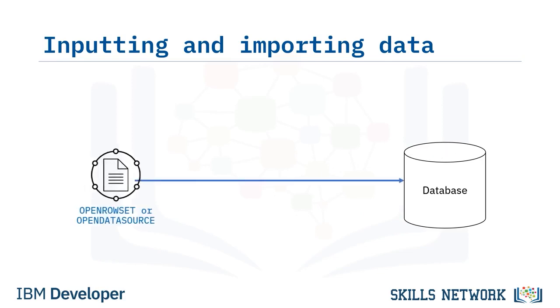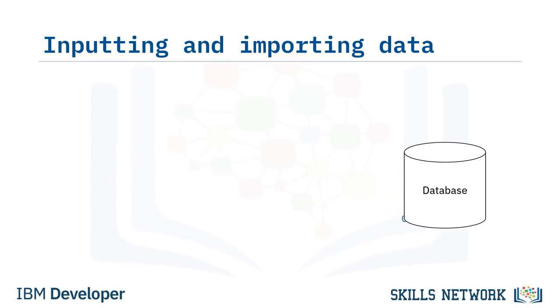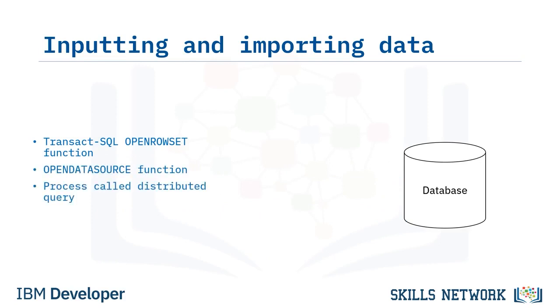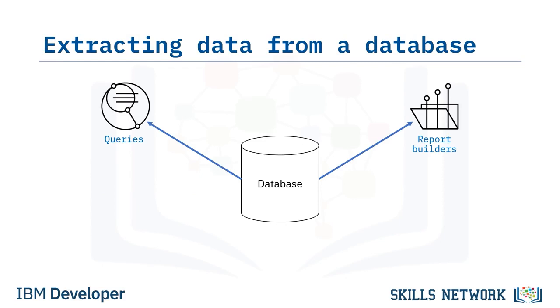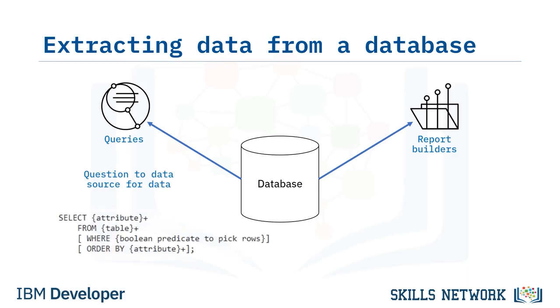The Open Row Set function imports data directly into SQL Server from Excel files by using the Transact SQL Open Row Set or the Open Data Source function. This process is called a distributed query. There are two ways to extract data from a database: queries and report builders. A query is a question defined and sent to the data source to retrieve the data. Here is an example of the select command to retrieve data from a table.